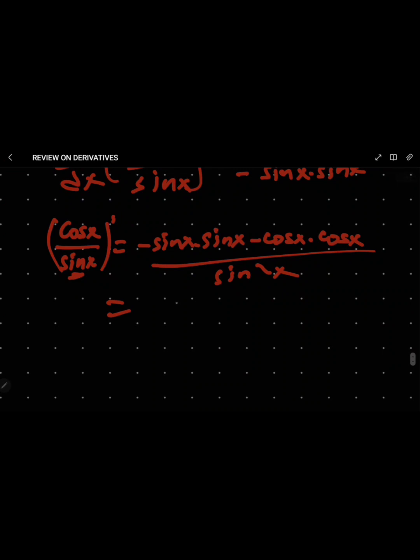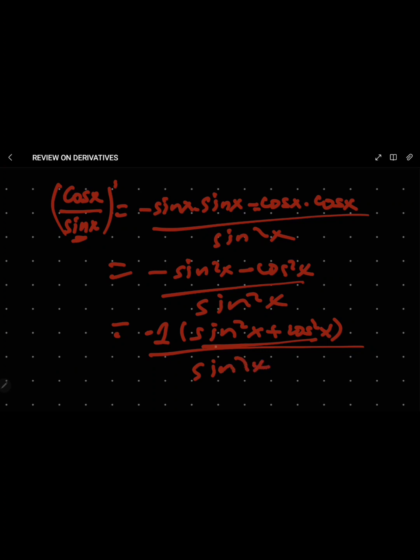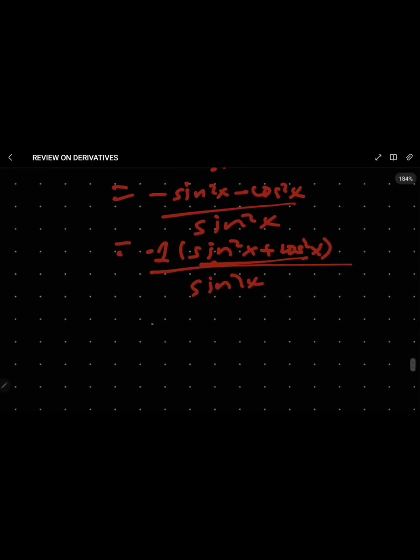How much is this one? So you can take this minus, so minus sine square x minus cos square x, over sine square x. When you take the minus common, minus one times sine square x plus cos square x, over sine square x. We know sine square x plus cos square x is 1. So minus 1 times 1, from your trigonometry, over sine square x. You got it.